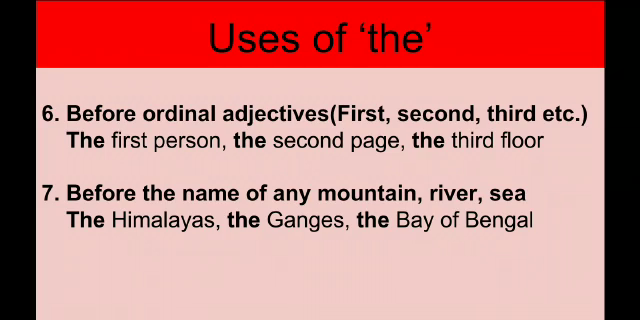Now before ordinal adjectives we use "the". For example, the first person, turn the second page, I live on the third floor. So the first person, the second page, the third floor. These are examples that before ordinal adjectives we use "the". The next case is before the name of any mountain, river, sea. For example, the Himalayas, the Ganges, the Bay of Bengal.